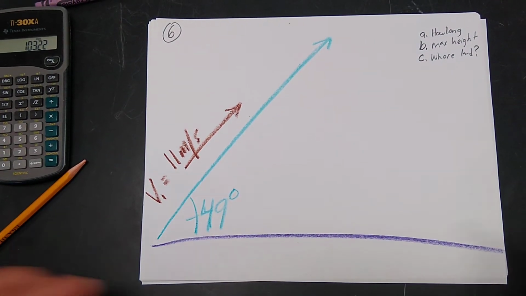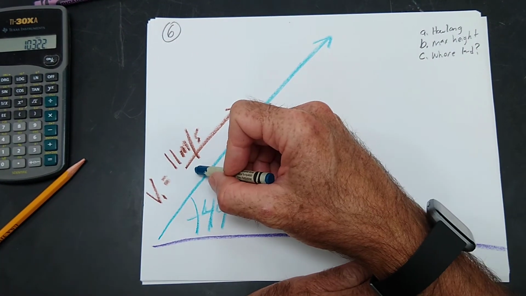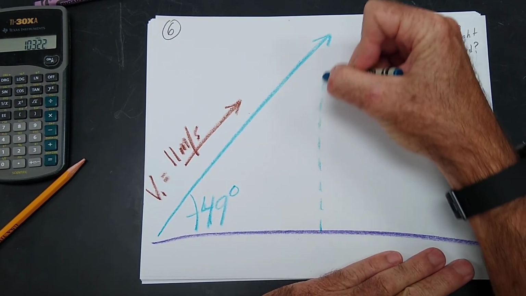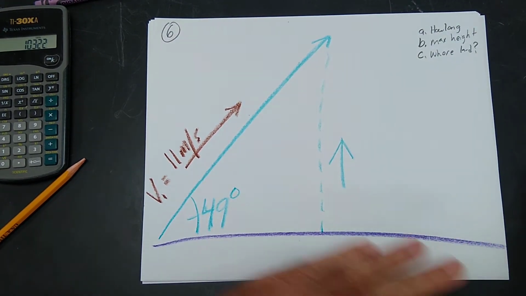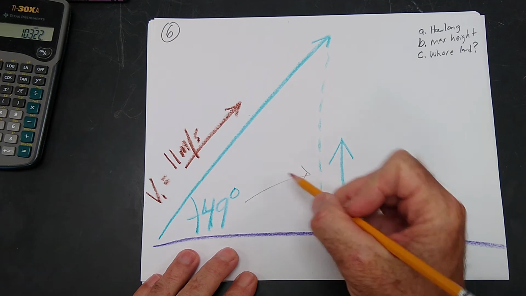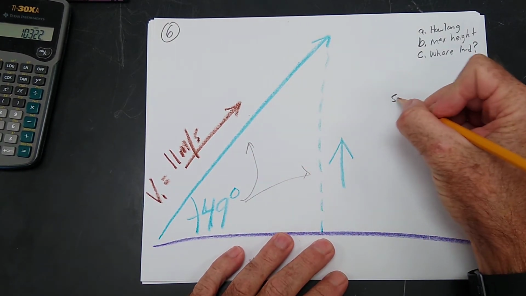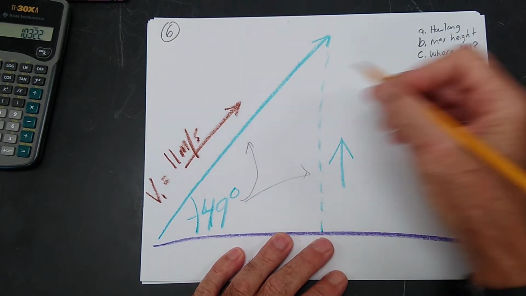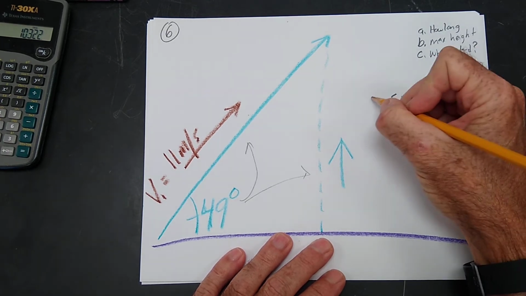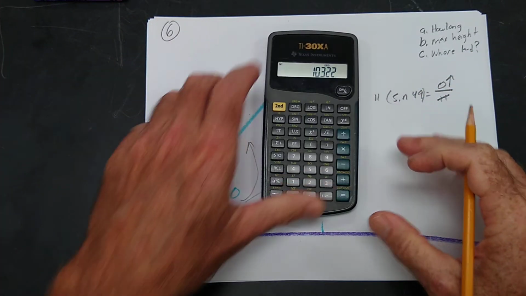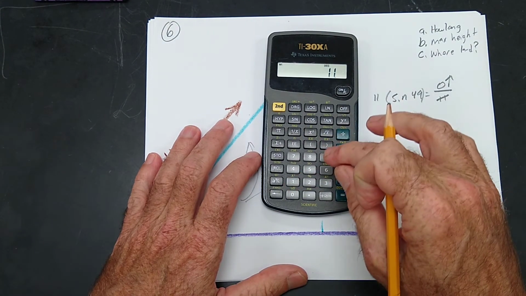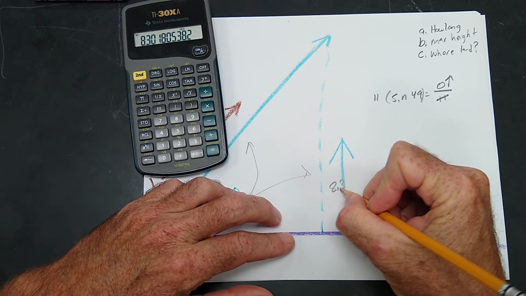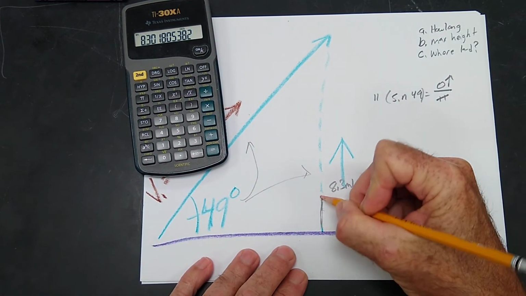Last problem here. We shoot this object at 11 meters per second at 49 degrees. How long will it be in the air? Well, first thing we would want to do is find the velocity on this angle. So this is the opposite, and that's the hypotenuse. So the sine of 49 is equal to the opposite side, the upside, over 11. So 11 times the sine of 49 equals 8.3 meters per second, the initial velocity this way.